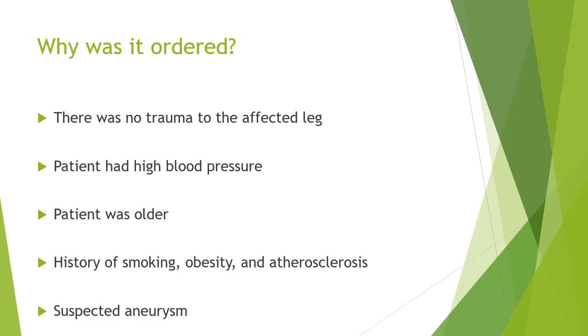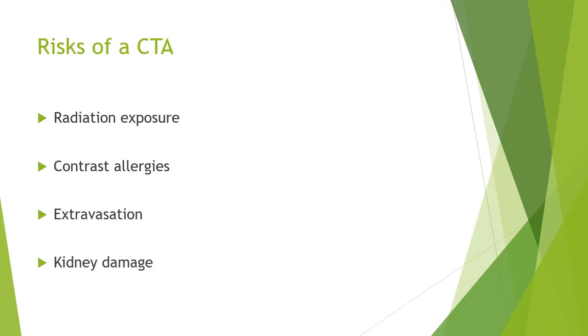The ER physician quickly ordered a CTA runoff of the patient's right leg. There are several reasons for the order. After reviewing the patient's medical history, it was revealed that the patient had a history of high blood pressure, smoking, and obesity. The patient also had a history of atherosclerosis, which led the ER physician to suspect that the patient had an aneurysm. The patient's age also helped the ER physician suspect this pathology, as aneurysms are more common in older patients.